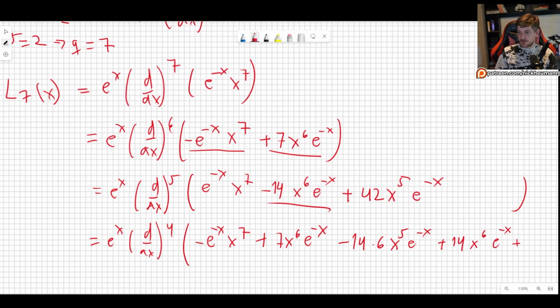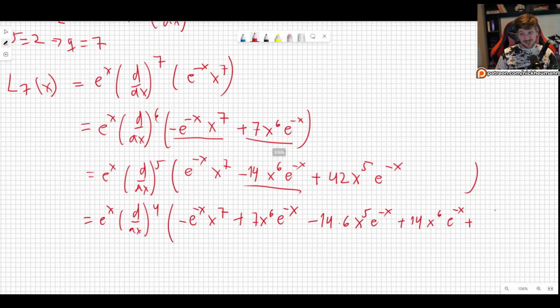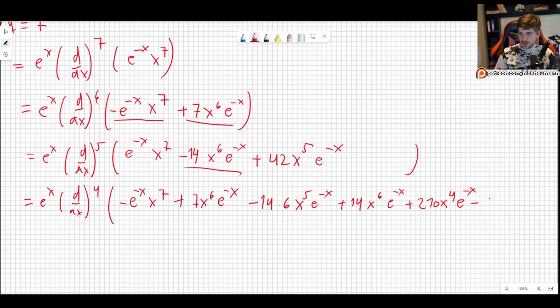And then we have plus 42 times 5, which is 110, right? So that's, no, sorry, that's 210. So, whoa, 210 x to the 4th e to the minus x minus, things are getting very long now, minus 42 x to the 5th e to the minus x. Okay, so what can we simplify here?